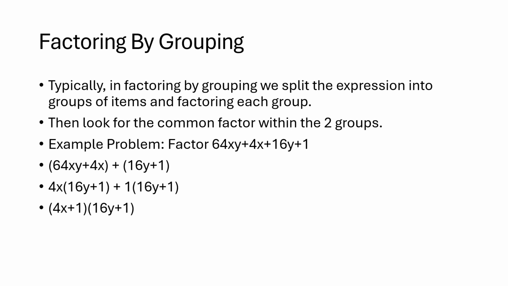In this one, we can clearly see that 16y plus 1 is the common term between both of them. Thus, we can factor out completely to find that 4x plus 1 times 16y plus 1 is equal to 64xy plus 4x plus 16y plus 1.